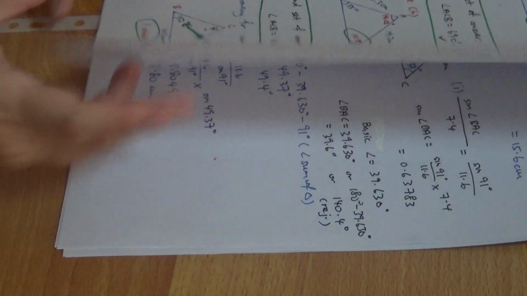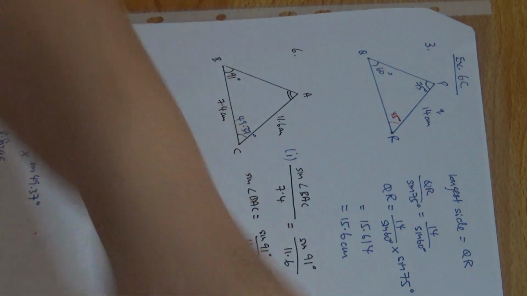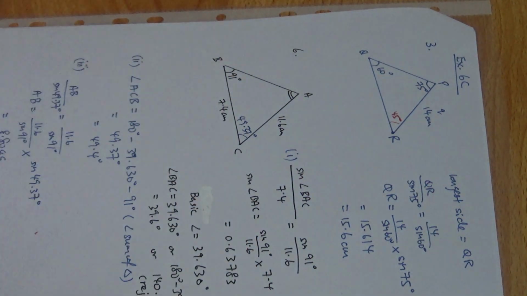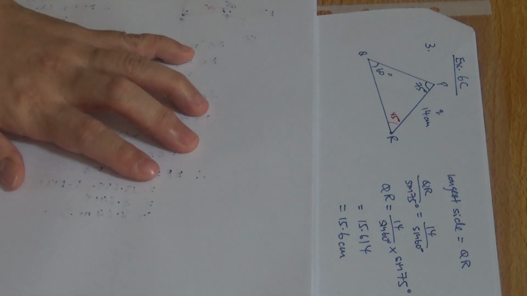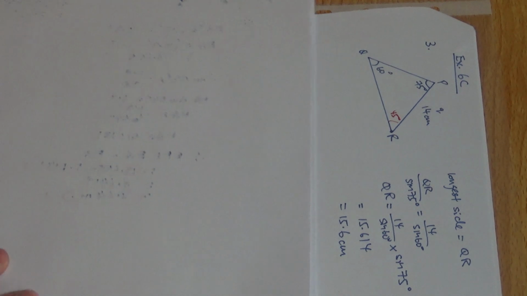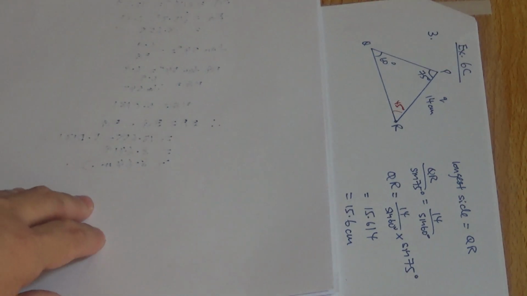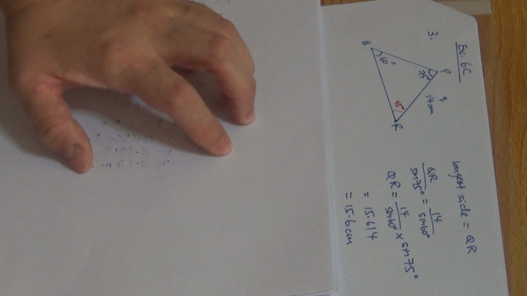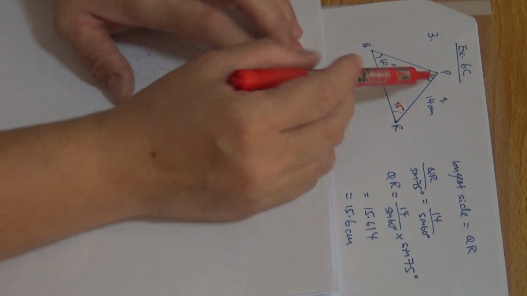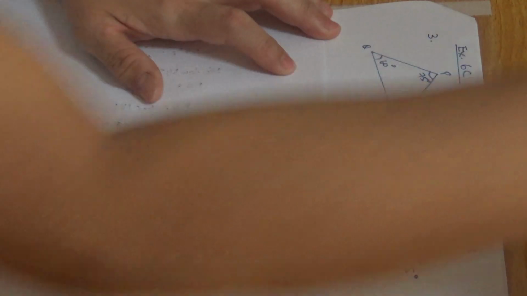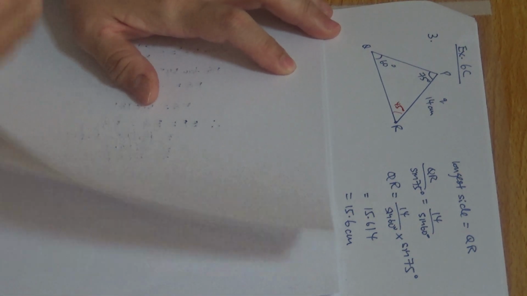Alright, now I am going to go through your homework exercises so that you can understand. Please take out your foolscap paper so that I can go through the homework answers. Okay, now for question number 3, I must teach you again how to label the sides. Now they ask you to find the length of the longest side.